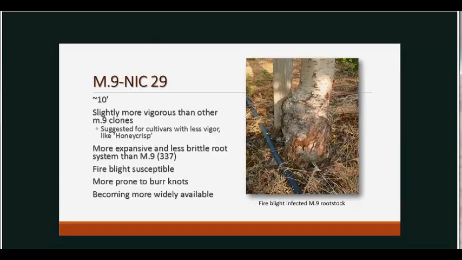So again, this is just like its other. This is a slightly more vigorous clone, and so this would be one that you would want to put something like Honeycrisp, which has low vigor, on. It has a more expansive and less brittle root system than M9, but it still needs to be supported. It's fire blight susceptible, just like all the other M9s, still prone to burr knots, and I will say that this is becoming more widely available. And so we've come into several of these less vigorous, particularly with the interest in Honeycrisp, of looking for a rootstock that has a little more vigor to it so that we can push it along more.